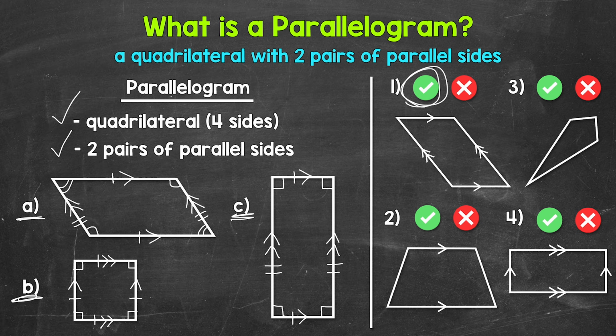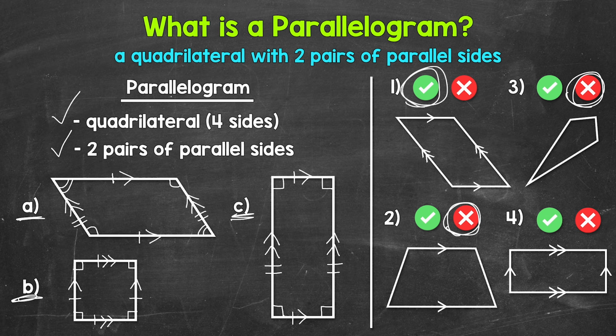Moving on to number 2, we have a quadrilateral, but there's only one pair of parallel sides. This is what we call a trapezoid. So no, this is not a parallelogram. Taking a look at number 3, we have a quadrilateral, but no parallel sides here. So no, this is not a parallelogram.